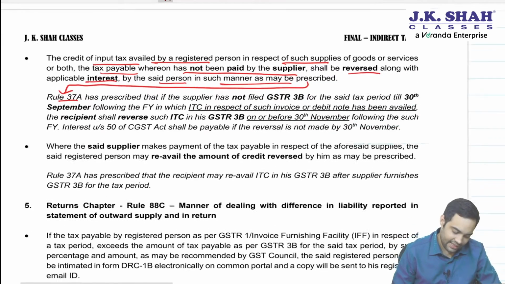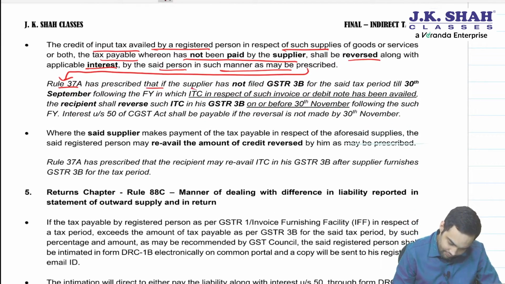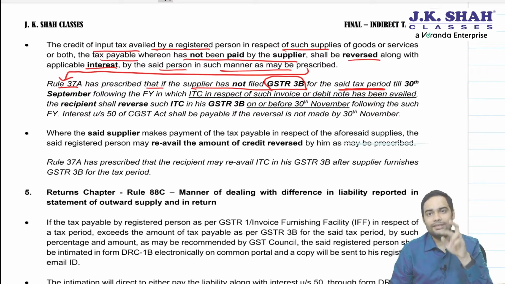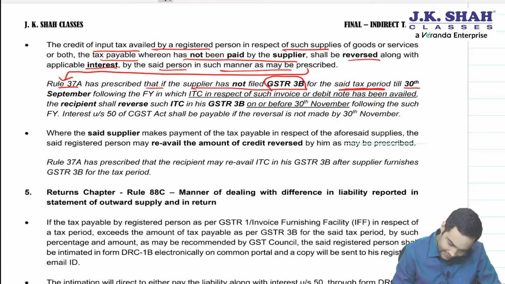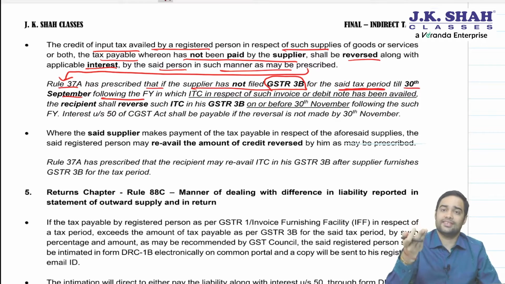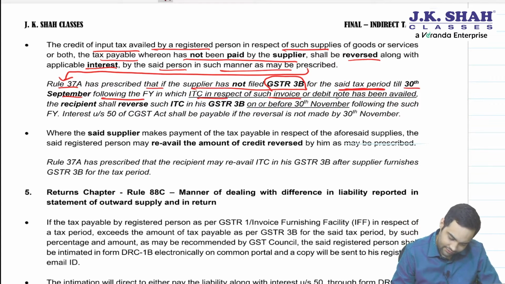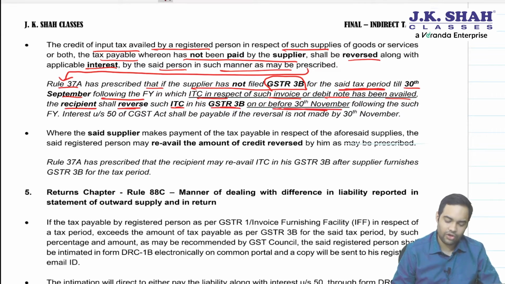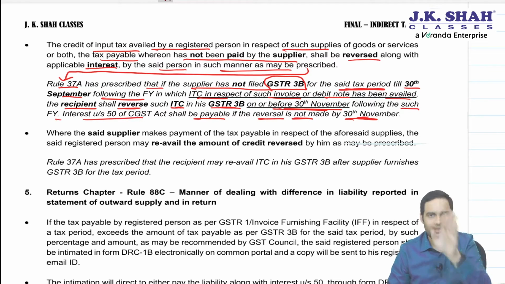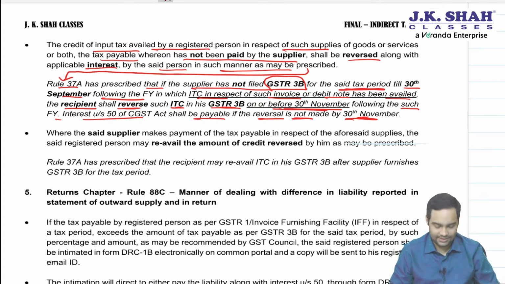Rule 37A prescribed that if the supplier has not filed 3B of the said tax period, in our example the said tax period was July 23, till 30th September following the financial year in which ITC for such invoice or debit note has been availed, then the recipient will have to reverse ITC in his GSTR-3B on or before 30th November following such financial year. Interest shall be payable if reversal is not made within 30th November. After 30th November, from 1st December, interest will start.